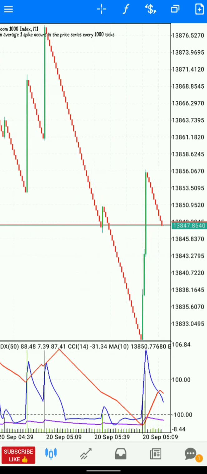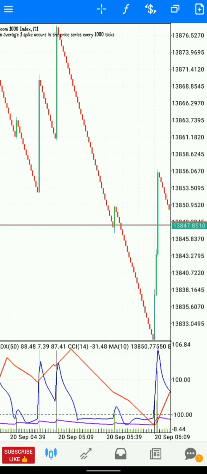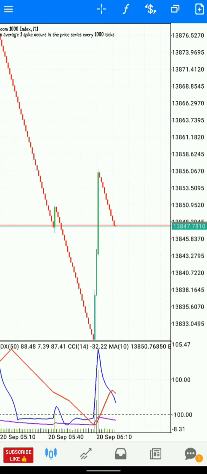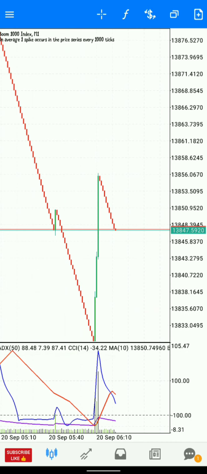Now, one thing with the boom and crash is if you're taking the little ticks, you're on the high risk side because spike can come in anytime and hit your account. But with my strategies, your losses are limited. So now on this spike catching strategy, we are going to be talking about how you can catch spikes and make money with it.